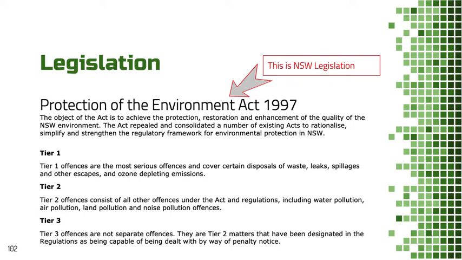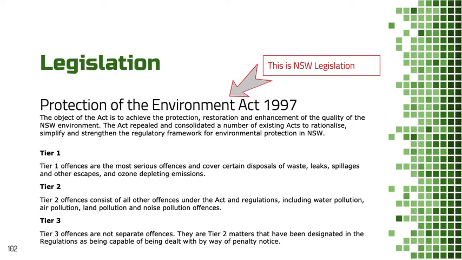So a tier 1 offence is probably the most serious one you can have, and it covers things like disposal of waste, major leaks, spillages and other escapes of different chemicals or substances into the waters, into the air, whatever it might be. Tier 1 offences are offences where there is proof of willfulness or proof of negligence and that there is harm or likely harm to the environment. So you knew that something was going to cause harm to the environment and you let it happen anyway. It's a tier 1 offence.